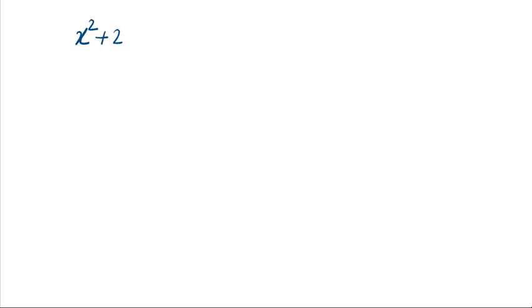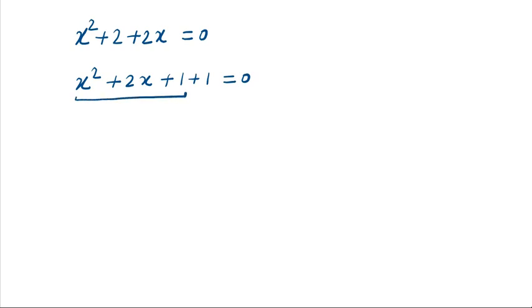x square plus 2 times x is equal to 0. x square plus 2 times x, and we can write this 2 as the sum of 1 plus 1, is equal to 0. Look carefully at these three terms. This is a perfect square expression. x square plus 2 times x plus 1 is equal to this plus 1.